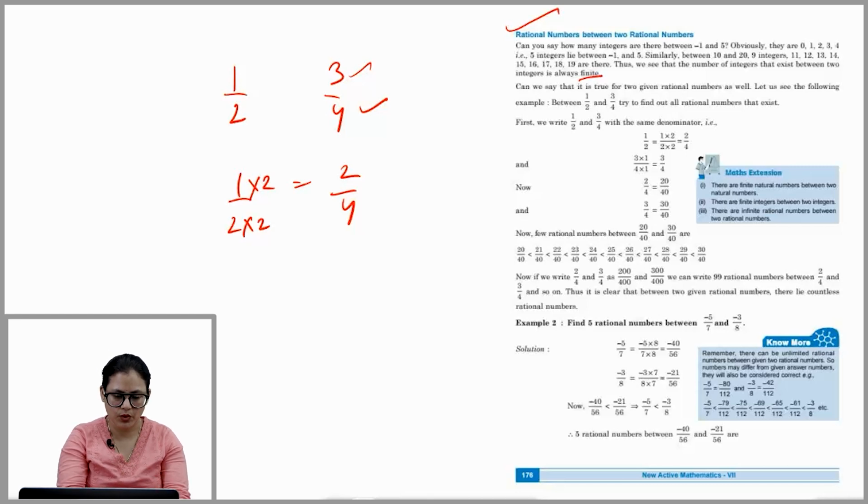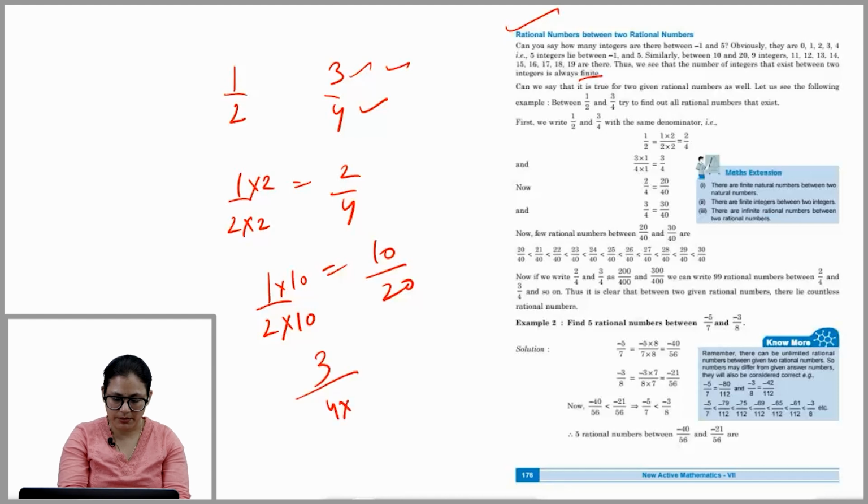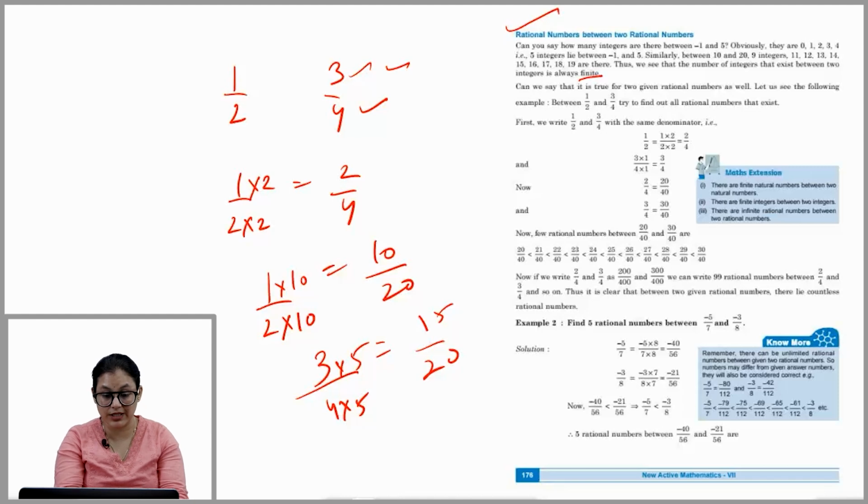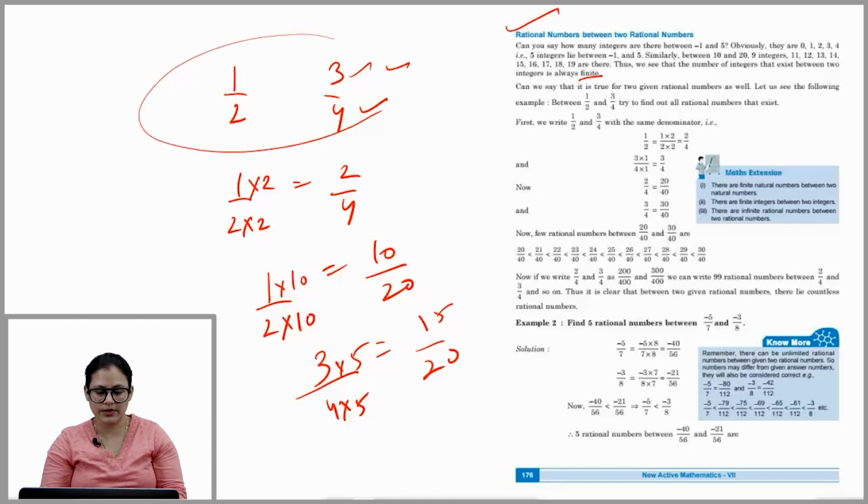Now, what will we do? We will increase the denominator by any amount. You can increase it by any amount. Multiply by 10, and this also by 10, you will get 10 by 20, and then you have this 3 by 4, multiplied by 5, and here also 5, so 15 by 20. Now, how many fractional numbers are between these two rational numbers? 11 by 20, 12 by 20, 13 by 20, 14 by 20.